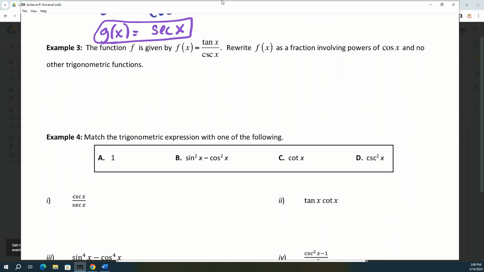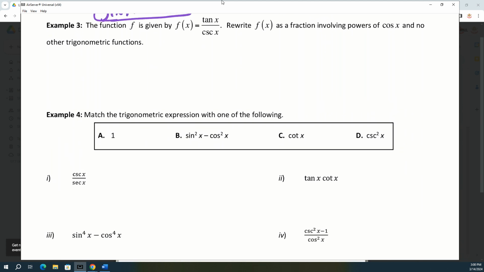All right, and then example 3, we're asked to rewrite it as a fraction involving powers of cosine and no other trig function. All right, so I don't want you to feel like we always write in terms of sine and cosine. It's just that's how these problems are working out. For a tangent, I'm going to use that quotient identity and write tangent of x as sine of x over cosine of x. For cosecant, I'm going to use the reciprocal identity and write it as 1 over sine of x.